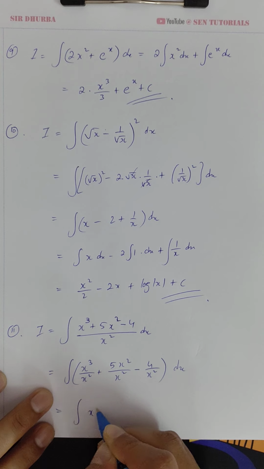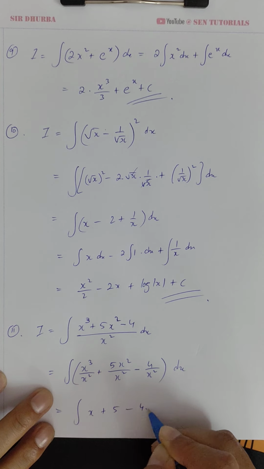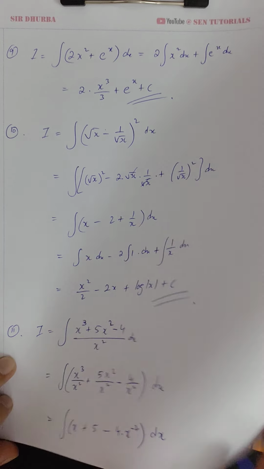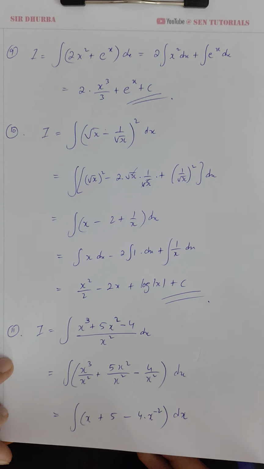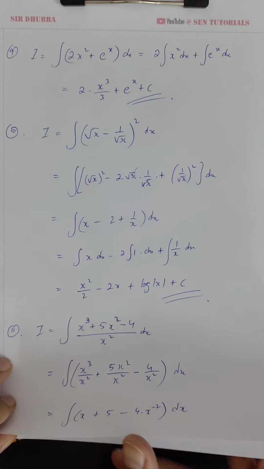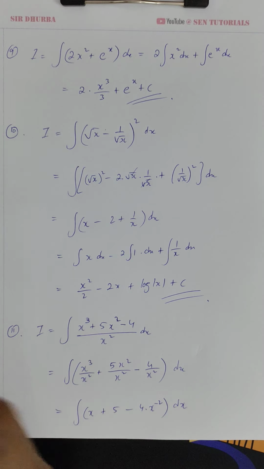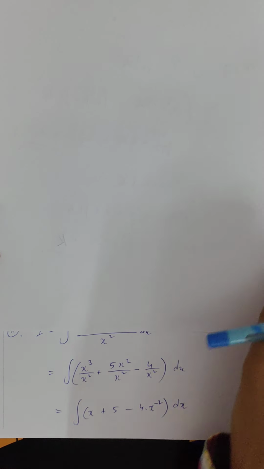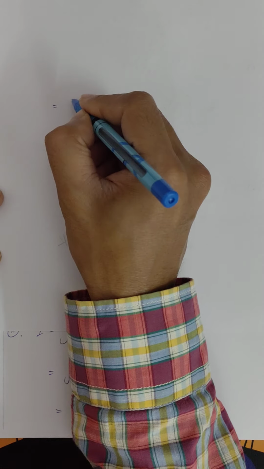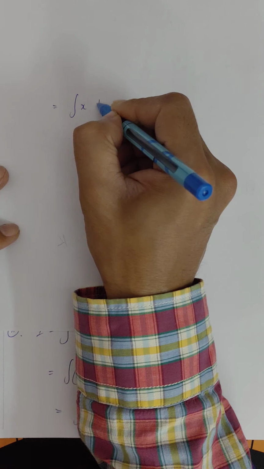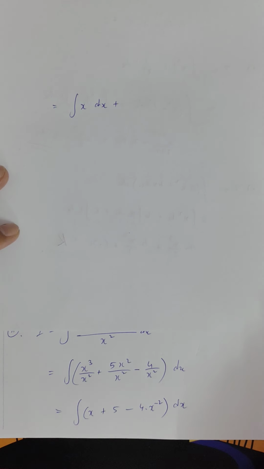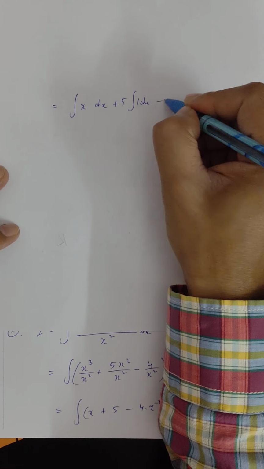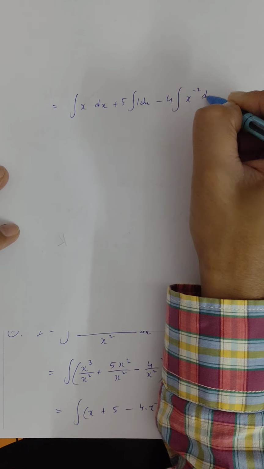So that will be x plus 5 minus 4 into, I'll just bring it up, write it in the standard form. Alright, so now let us integrate. Just to save some space, let me integrate it here. That will be integration of x with respect to x plus 5, that is integration of 1 because 5 is a constant, minus 4 into integration of x power minus 2.